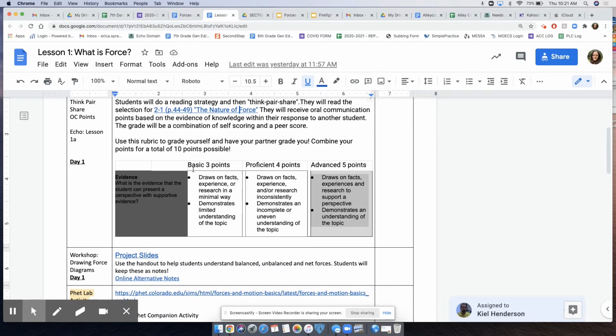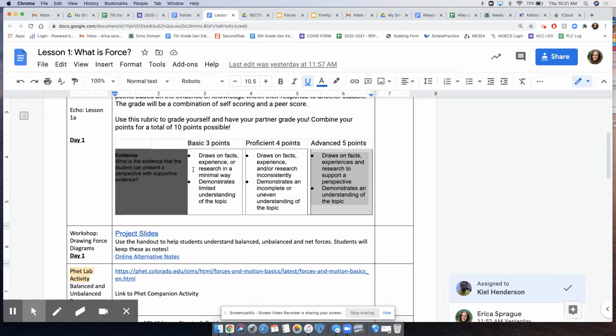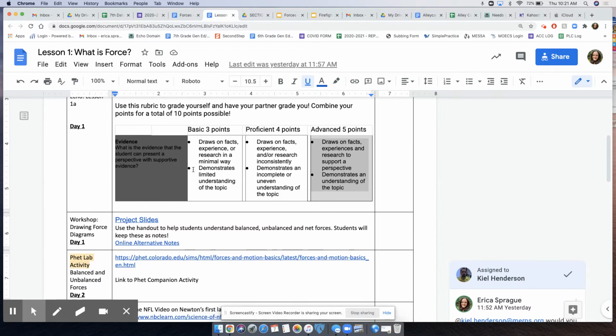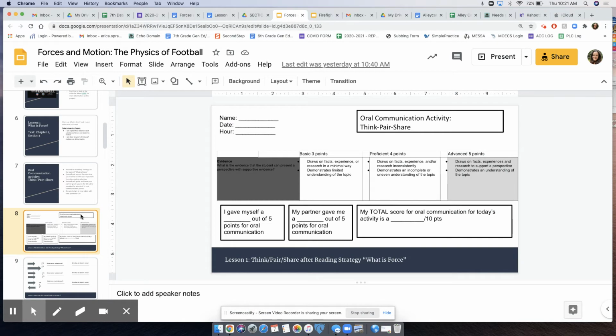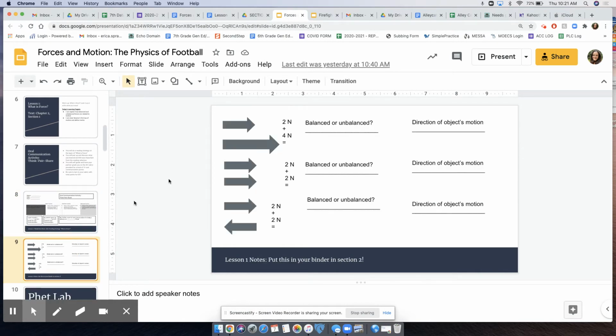Now you'll need to pair up with someone else and share what you learned. If you are doing this at home, you need to consult with your teacher on how he or she would like you to submit a pair share for oral communication points. So we're going to go back to our slideshow, and we're going to take some notes today.